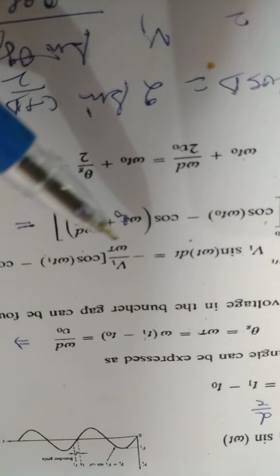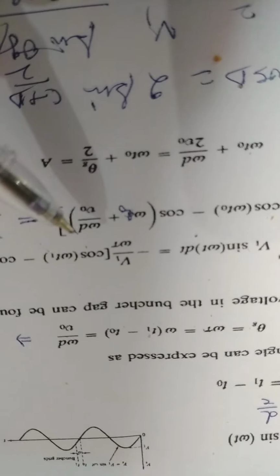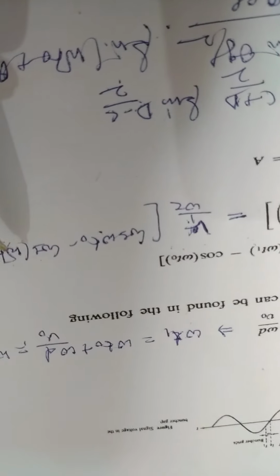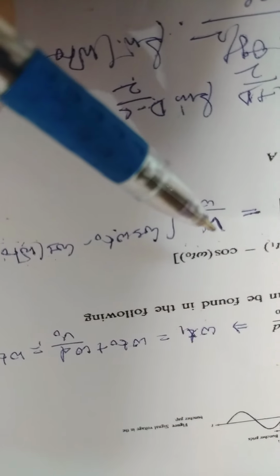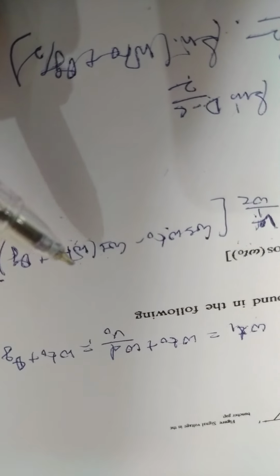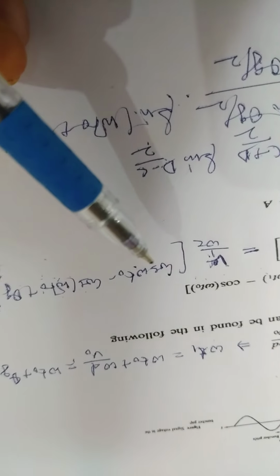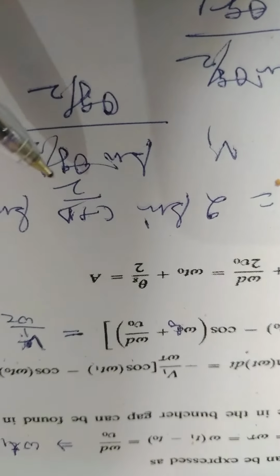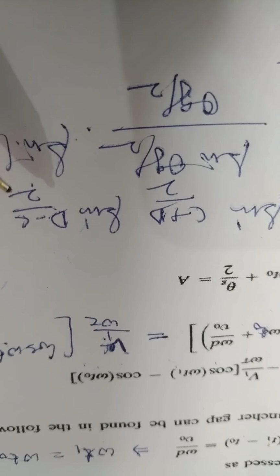So in place of omega t1 we have placed omega t naught plus omega d by v naught, and omega d by v naught we are replacing with theta g. So here it becomes v1 divided by omega tau in bracket cos omega t naught minus cos of omega t naught plus theta g, and here we can apply the formula cos c minus cos d. This formula we have written for your easiness, that is cos c minus cos d is equal to 2 sin (c plus d) by 2 sin (d minus c) by 2.